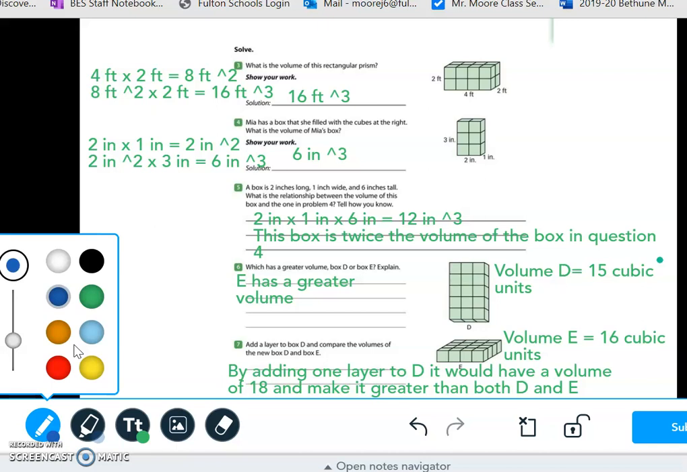All right, to answer our question for 6, it says, what is the greatest volume, box D or box E? We see that first we found the volume of D. We have a 1, 2, 3 by 5, and we get 15 cubic units. And we have a 1, 2, 3, 4 by 4, which is 16 cubic units. So we know E is greater than D. Next it says add a layer to D, so I'm going to add another one of these 3 to the top. If I added 3 to the top, we know our volume then would be 18. So we know our 18 cubic units will be greater than E.